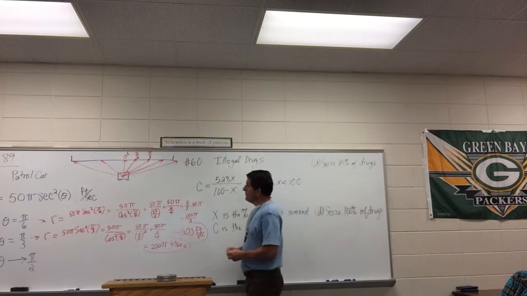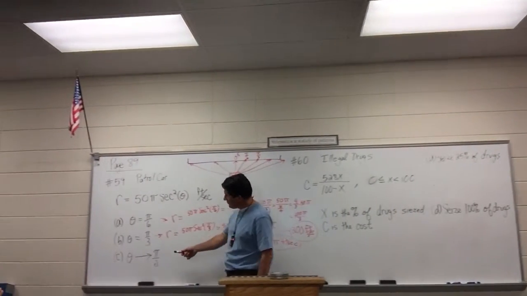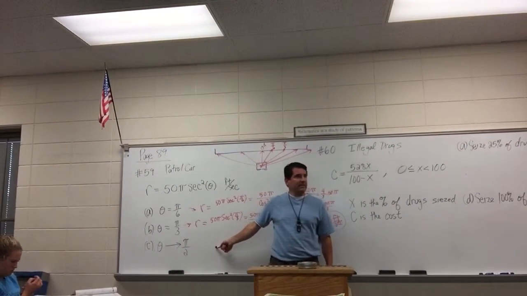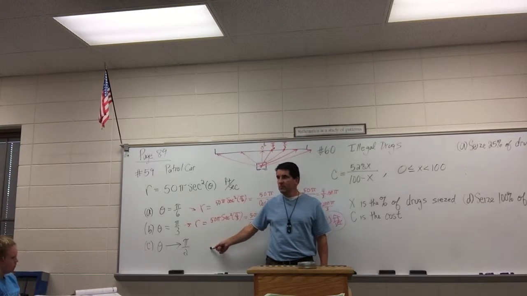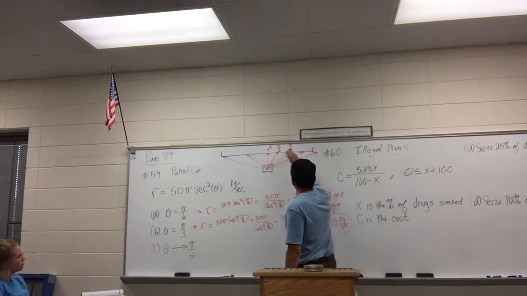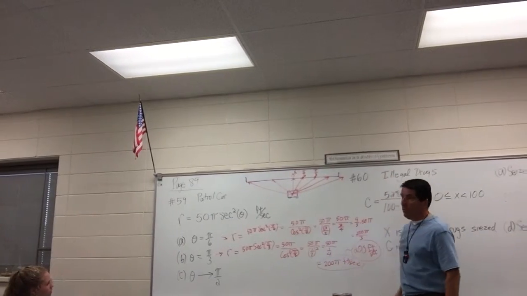So knowing that and that, how fast is it going as theta approaches pi over 2? How fast is this light beam traveling on that wall?